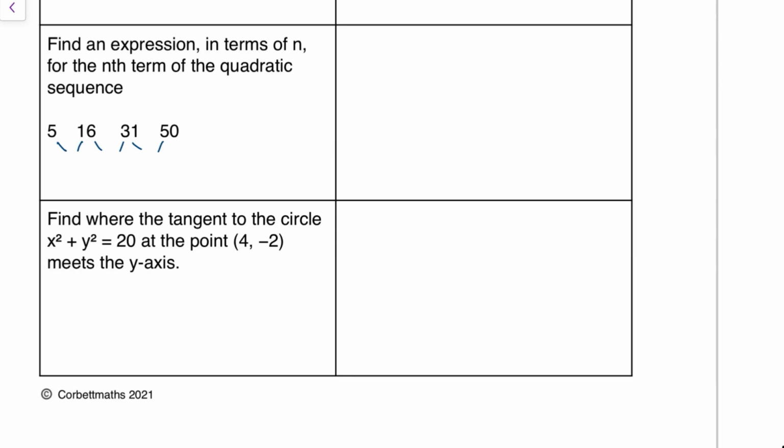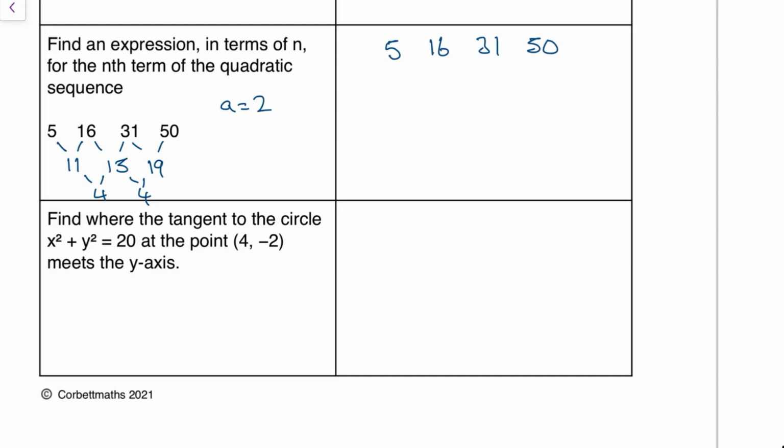So what's the first difference? 5 to 16 is plus 11, 16 to 31 is plus 15, and 31 to 50 is plus 19. Which means my second difference is 4 and 4. Thankfully they're the same. So therefore my a term is 2. Then I'm going to write out my terms again. So 5, 16, 31, 50.